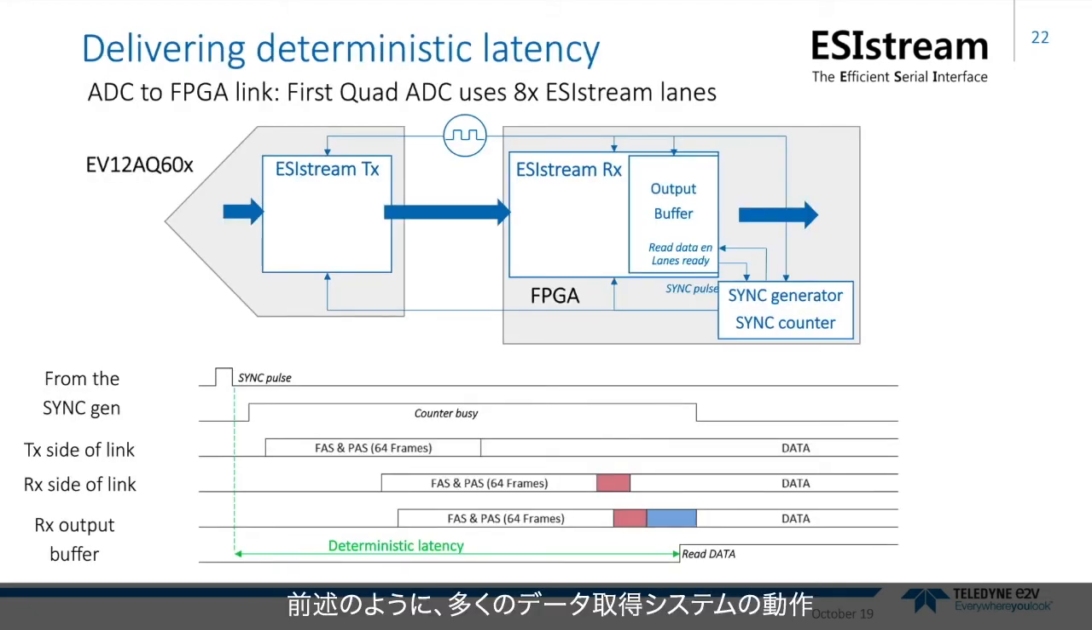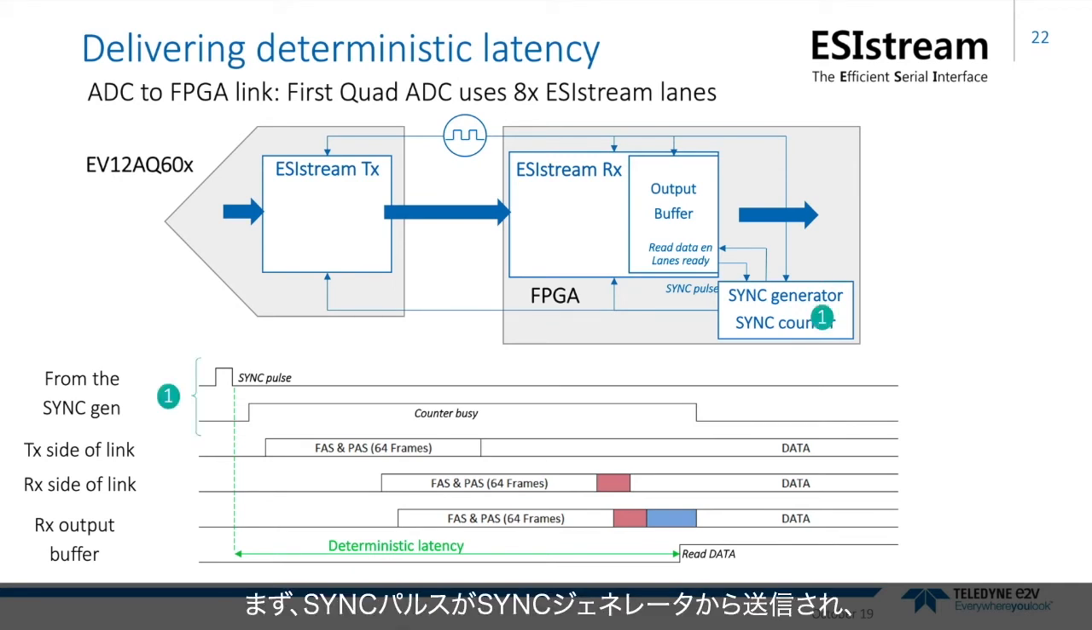As mentioned earlier, one of the important operating parameters for many data acquisition systems is deterministic latency. In this slide, we see how in the case of the AQ600, this is achieved using the unique sync chaining feature. The slide shows a single converter connected to a signal processing field programmable gate array. This chip generates the sync pulse used to synchronize the converter and the data link. Now let's run through the sync steps specifically.